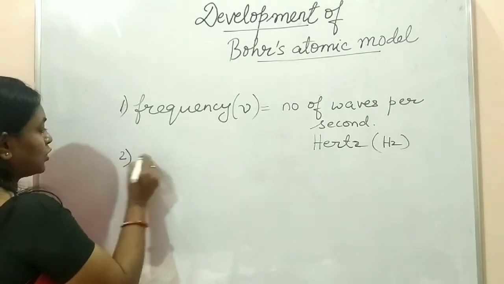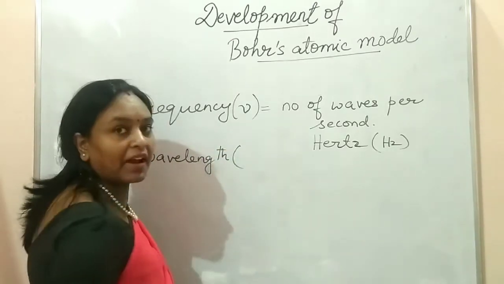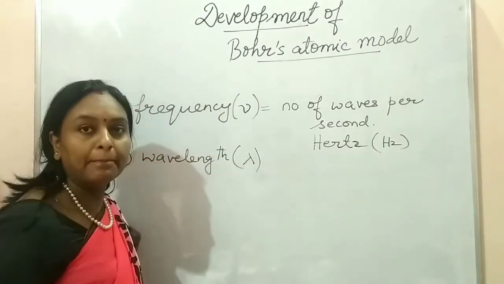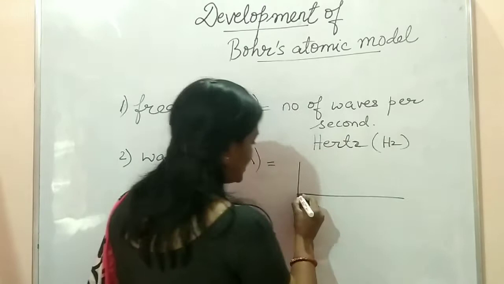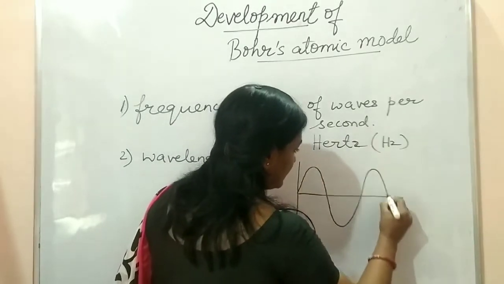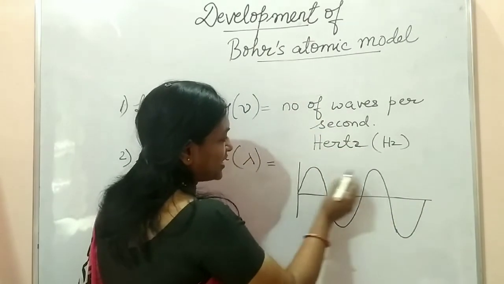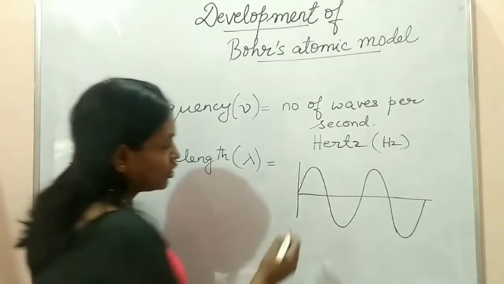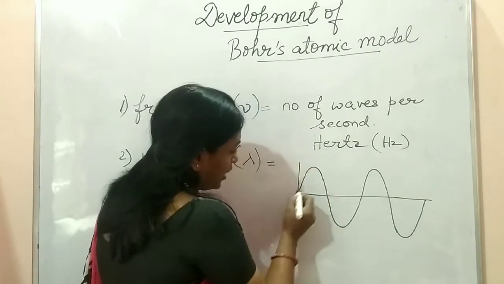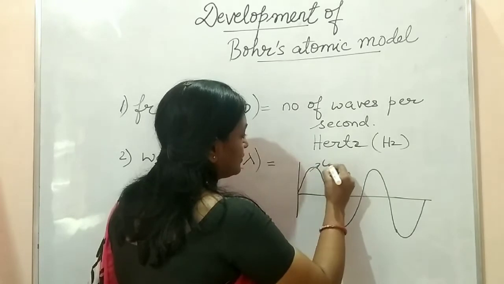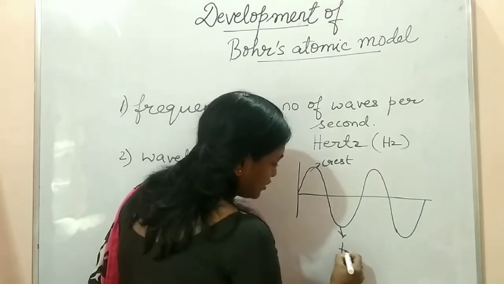The second parameter is wavelength. Wavelength is represented by the symbol called lambda. And what is a wavelength? I have drawn two waves over here. You can see these waves represent the displacement from the mean position. So this is the mean position of the wave, and this is the displacement from the mean position. So the upper part is known as crest, and the lower part, the maximum displacement, is known as trough.